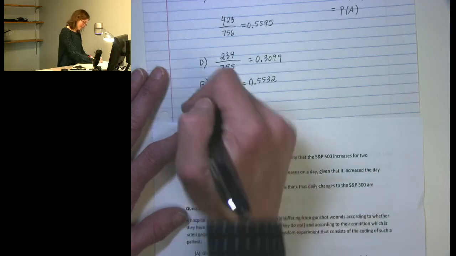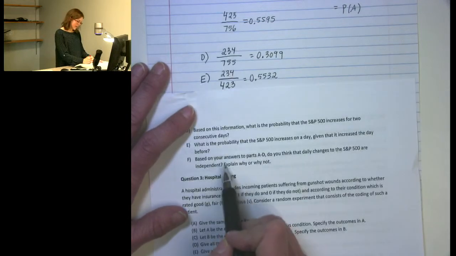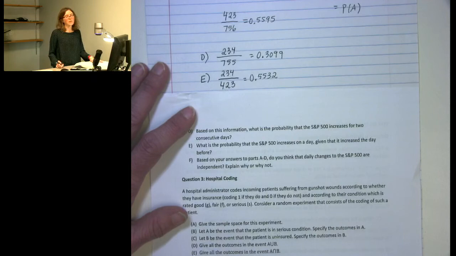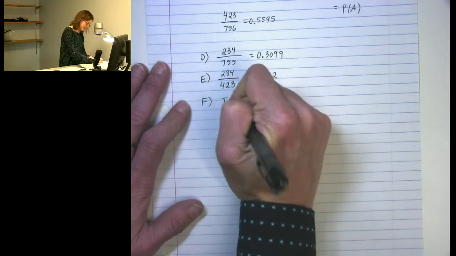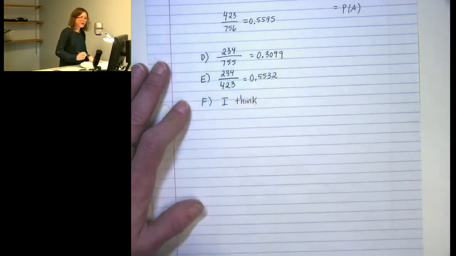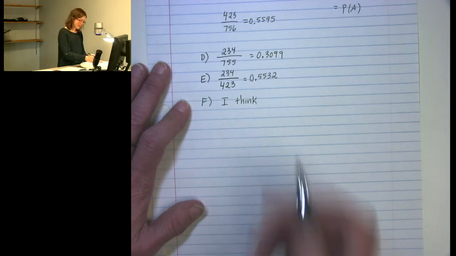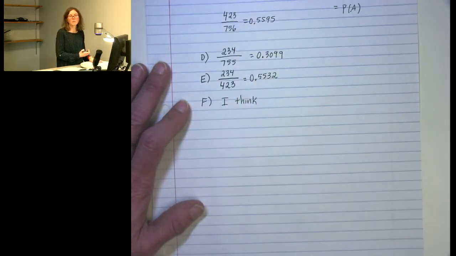So for Part F, it asks, based on your answers to Parts A through D, do you think that the daily changes are independent, and why or why not? I would say I think that they are basically independent. Not maybe completely independent, but darn close. Because what we saw in the actual data was very close to what we would expect to see if the days are independent of each other.